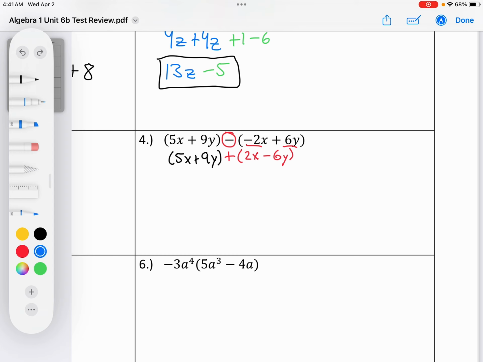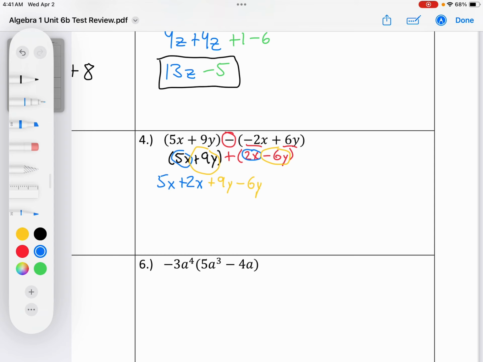So I'm going to look at 5x. That's the first thing I see. Looks like 2x would be a like term with that because they both have x. So 5x plus 2x would be like terms we can put together. Next thing I see is this plus 9y, and that would be a like term with the minus 6y because they both have y. So plus 9y and minus 6y, and those would be like terms.